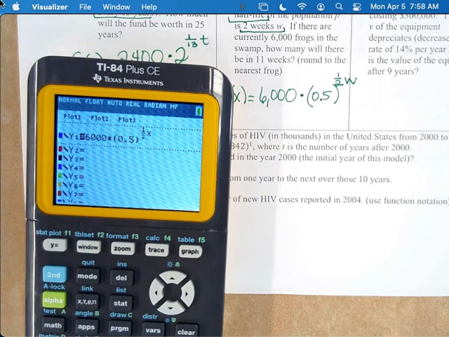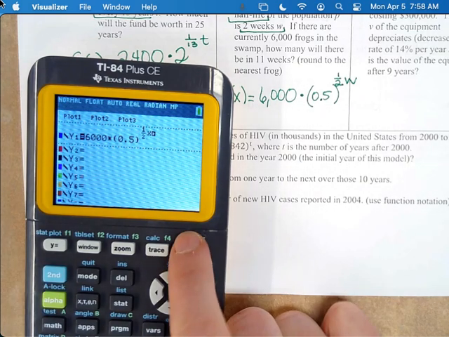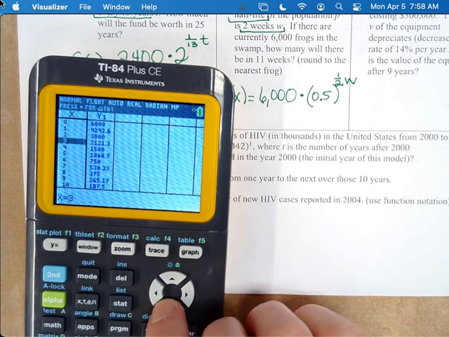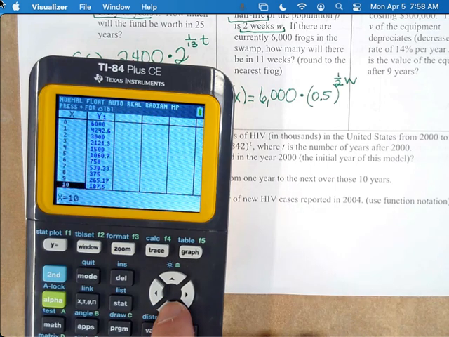Are we going to be able to see this on our original graph? Our original graph goes -10 to +10, X and Y axis. So we're not going to be able to see it on our graph unless we change our window. So let's just look at our table, and we're looking at 11, week 11.